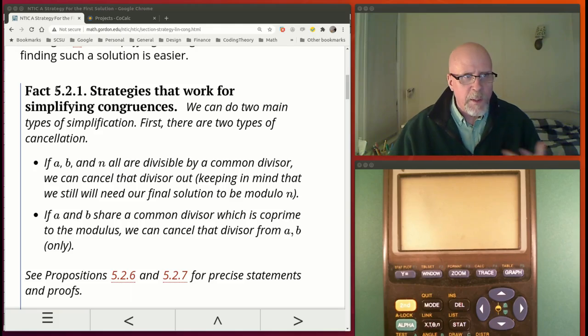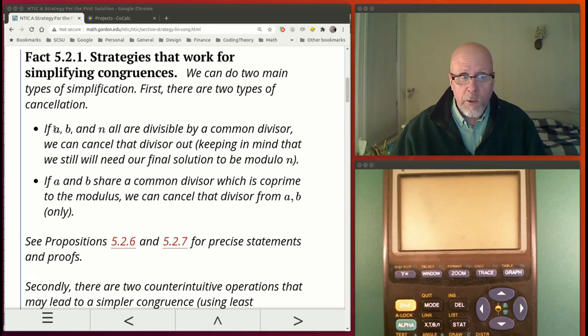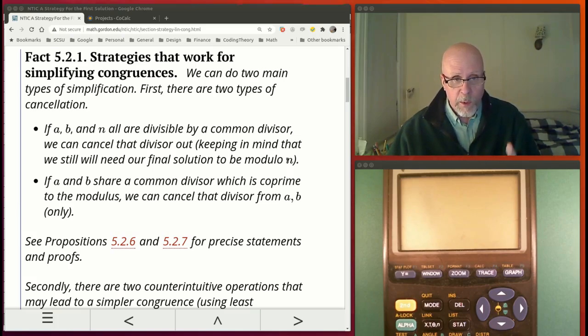Here's a thing. He presents it just as a fact, some strategies that you can use. So this is our cancellation 1 rule. If a, b, and n are all divisible by a common divisor, just divide that divisor out of everything. It's important to remember, though, that your final solution has to be returned to the mod n scenario. So if you were working mod 33 and you divide by 3, now you'll be working mod 11. That's fine. Get an answer mod 11, but then convert back and find an answer mod 33 in the end.